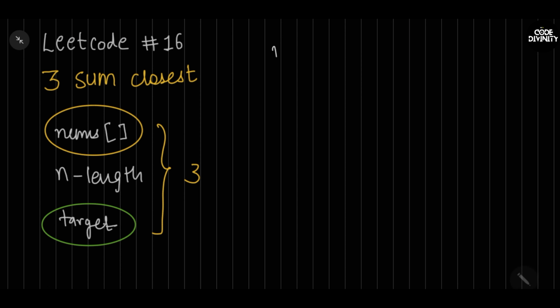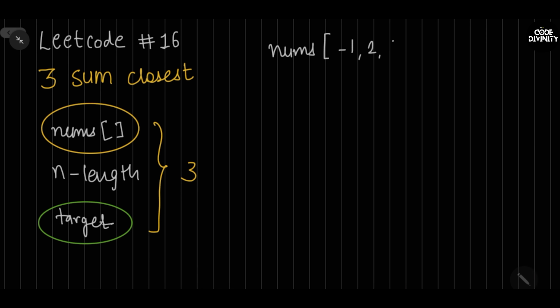For example, we are given a nums array as -1, 2, 1 and -4. Our target given is 1. Now we have to find 3 such integers in our nums array which will be closest to our target 1. Now this problem is a little difficult because we do not have to exactly match the target, but we have to find the closest number to the target.